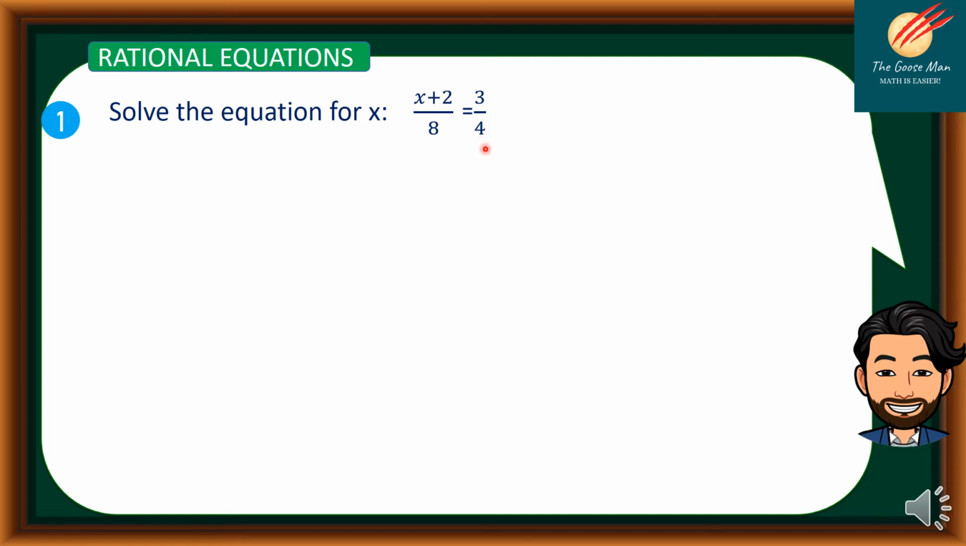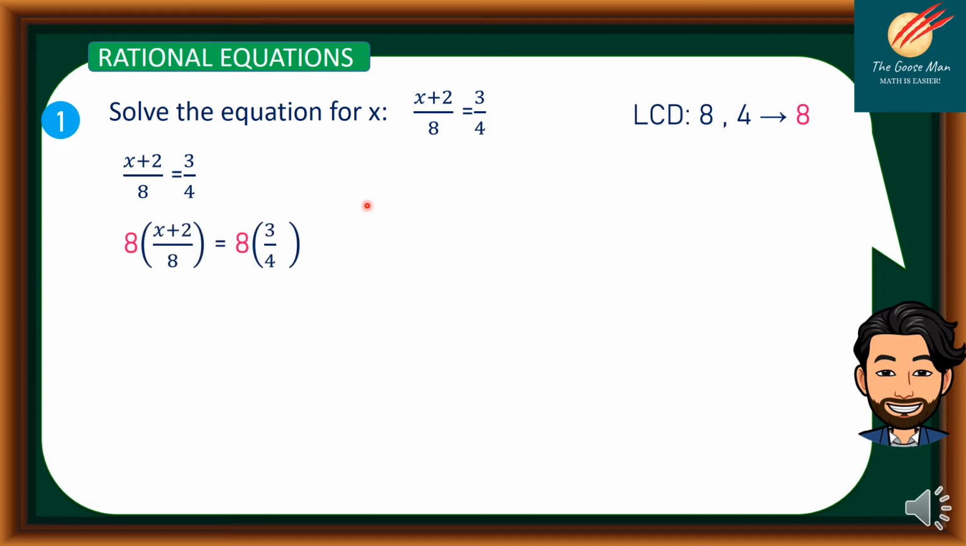So what we're going to do is find the LCD, or the least common denominator, of 8 and 4. If we look back on the basics, the LCD of 8 and 4 is equal to 8. So the next thing is we will multiply both sides of the equation by 8. That is why we have 8 times (x + 2)/8 is equal to 8 times 3/4.